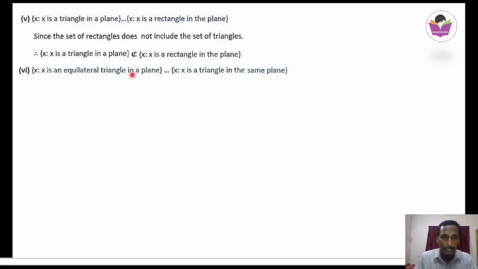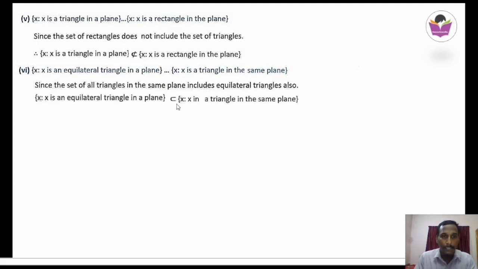So here come all types of triangles, and it includes equilateral triangles also. The elements of the first set can be members of the second set as well, because the first is only equilateral triangles, and the second includes equilateral triangles and all other triangles. So we can write it is a subset. Since the set of all triangles in the same plane includes equilateral triangles also, the first set is a subset of the second one. I think the explanation is clear for you.